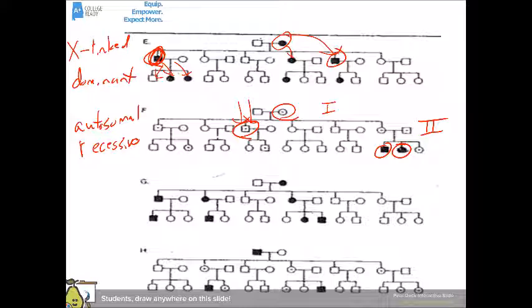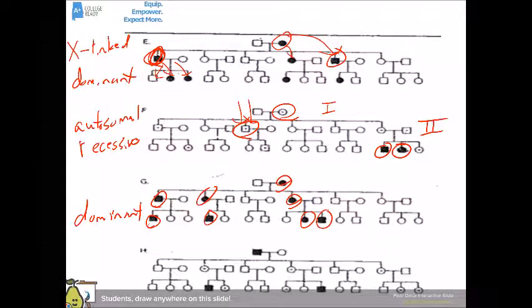Let's look at G now. Again, look for, does it skip generations? No. Do there seem to be any carriers? No. Since that's true, this is probably a dominant trait. And then you look, are males and females affected equally? And you count. And it looks like there's 1, 2, 3, 4 affected males. There's 4 affected females. When the sexes are affected the same way, usually it's autosomal.